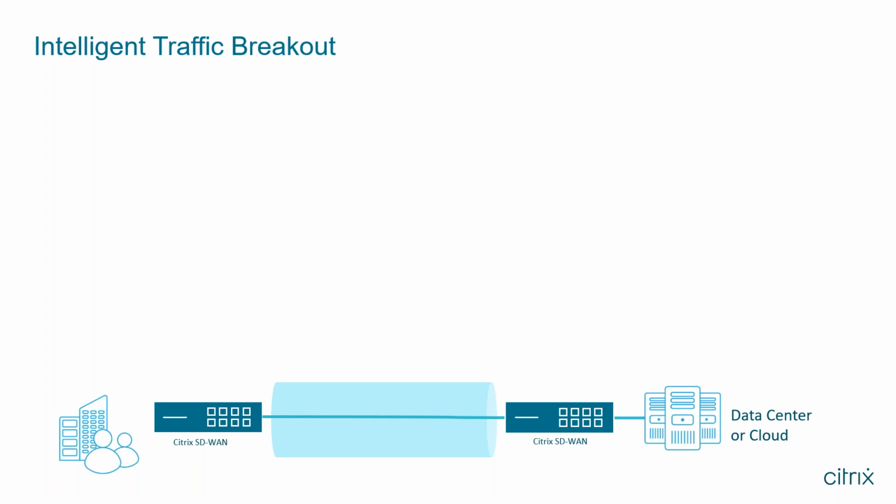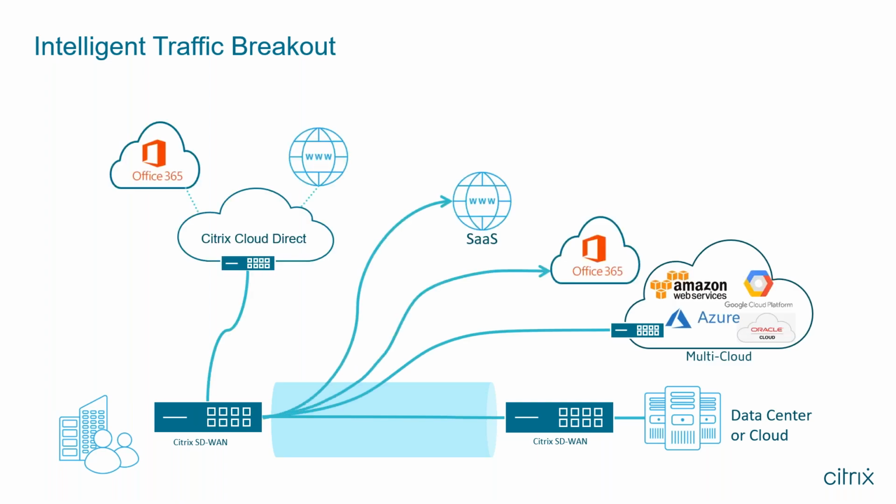Then, being able to do an intelligent traffic breakout and not have to backhaul the traffic back to the data center all the time is a big driver for moving into SD-WAN. And as stated before, we can identify over 4,500 different applications here. And if it's not in the list, you can define it yourself.